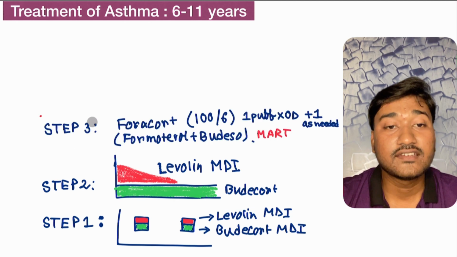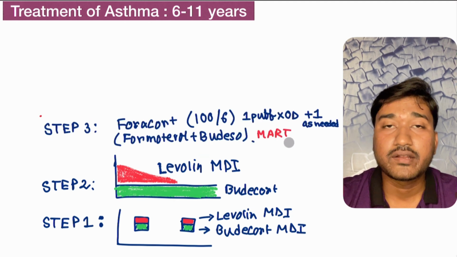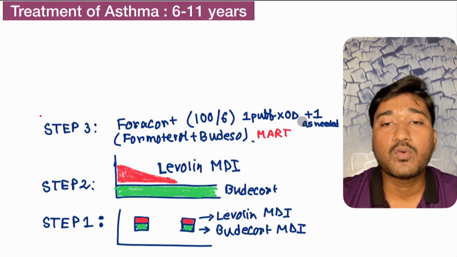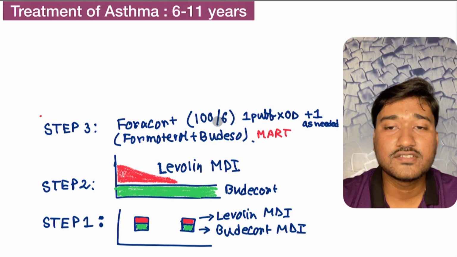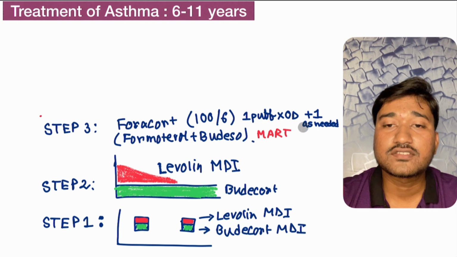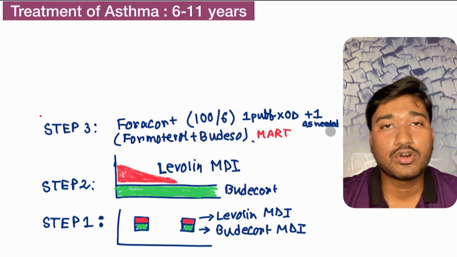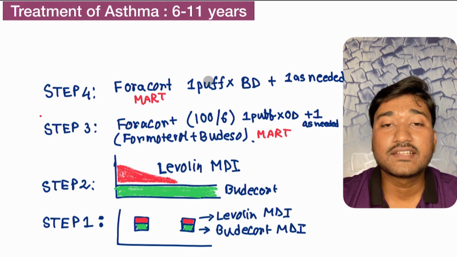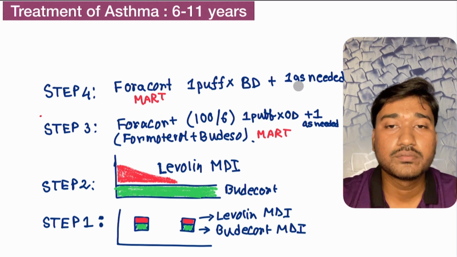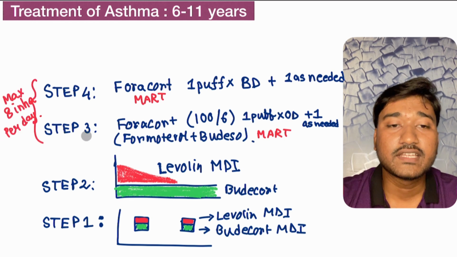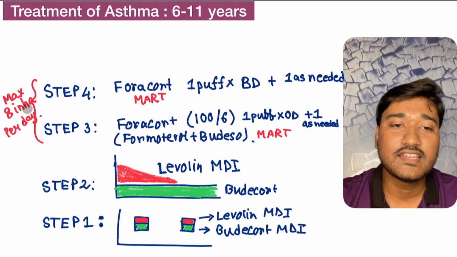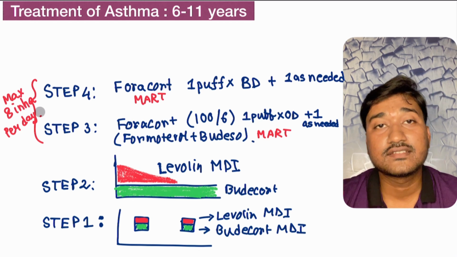Okay, and in step 3 we have to give MART, and MART is the most important treatment strategy here, and the dose is 1 puff once daily of Foracort, which contains 100 by 6, 6 being your formoterol and 100 your budecort. Okay, plus 1 dose or one puff as needed. And in step 4 you have to use the MART once again, but the dose is 1 puff BD dose plus 1 as needed. Okay, remember that in step 3 and step 4 you have to use MART, and maximum dose for inhalation per day could be 8 if there is exacerbated symptoms.